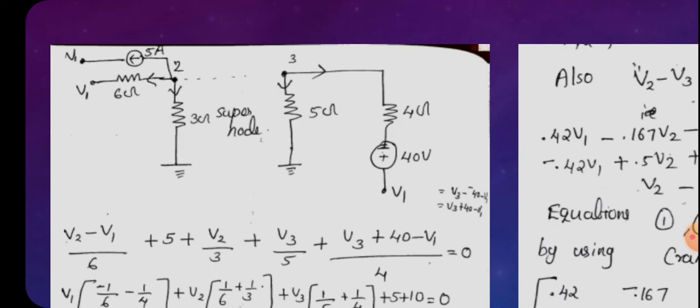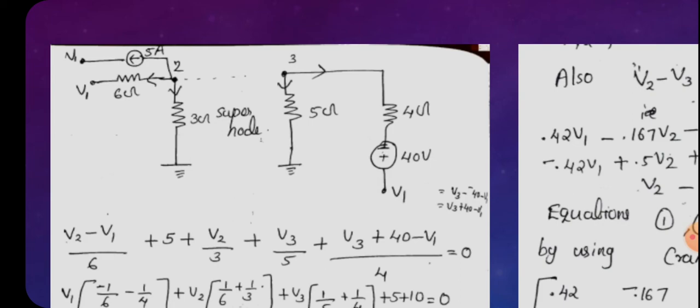And next we are coming to the third node, and in that case the current through the 5 ohm resistor will be equal to V3 by 5, and the current through the 4 ohm resistor will be equal to V3 minus 40 minus V1. Why is it V3 minus 40? If it is connected in a manner that plus is connected to the 4 ohm and minus is connected to the other terminal, then it will be V3 minus 40.